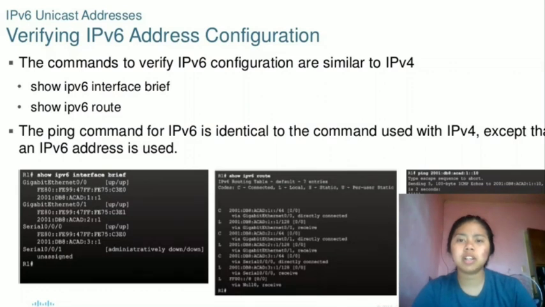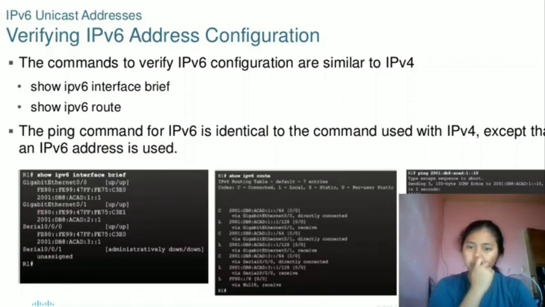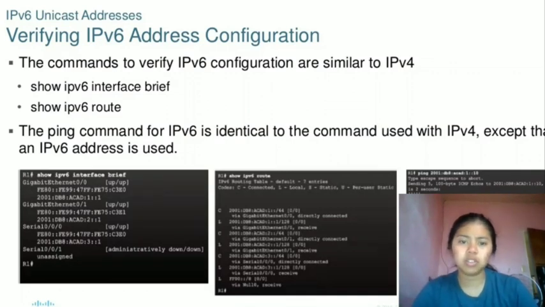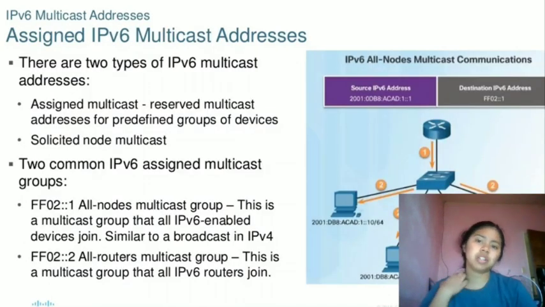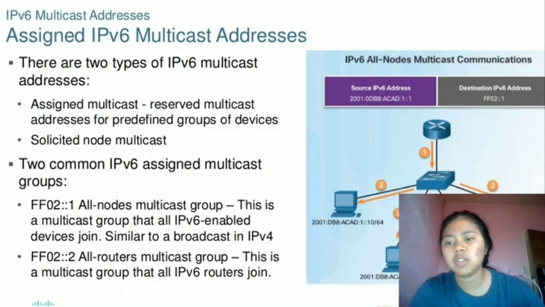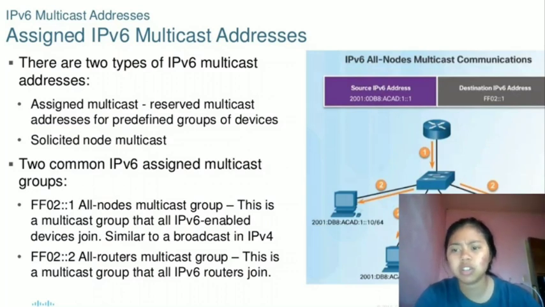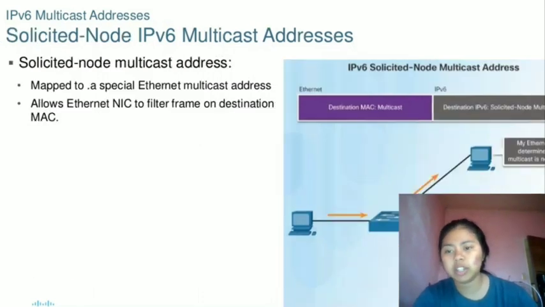Verifying IPv6 address configuration. The commands to verify IPv6 configuration are similar to IPv4. The ping command for IPv6 is identical to the command for IPv4, except it uses an IPv6 address. Assigned IPv6 multicast addresses: there are two types of assigned multicast, including the solicited node multicast address.